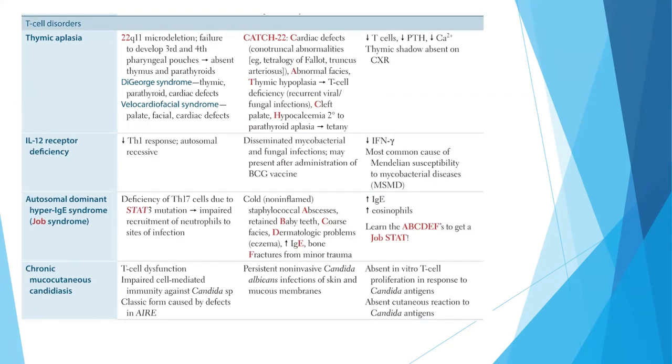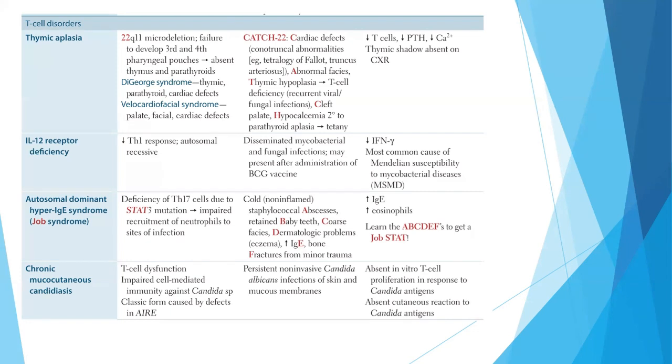Talking about the T cell disorders. Let's first talk about thymic aplasia. Thymic aplasia, also called DiGeorge syndrome, is due to the 22q11 microdeletion, and there is failure to develop the third and fourth pharyngeal pouches. There is absent thymus and absent parathyroids. Since there is absent thymus, there are decreased T cells, and since there are absent parathyroids, there is decreased PTH. And if there is decreased parathyroid hormone, the patient will suffer from hypocalcemia, right?